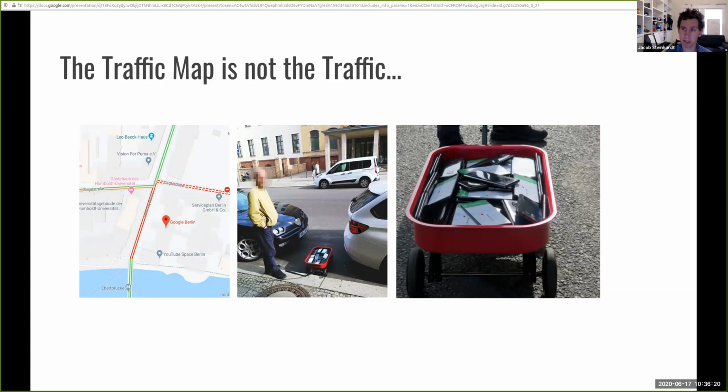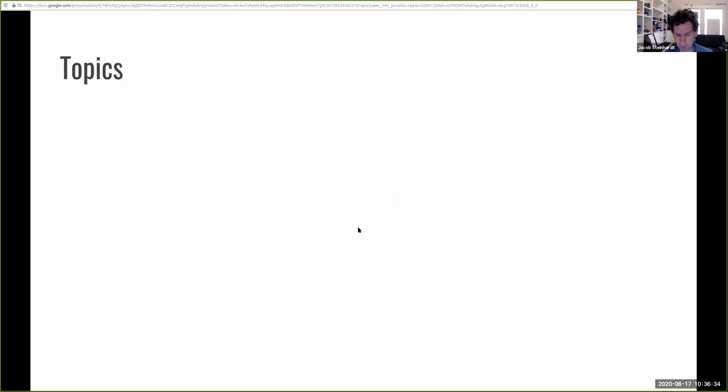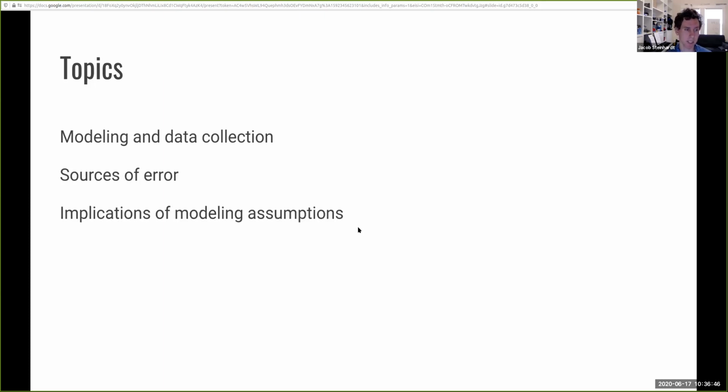So this, in some sense, is kind of a comedic example, but there are many cases in the real world where there can be disconnects between data and reality. And we talk about those throughout the course, including, given this semester, some examples of how this can happen for COVID-19 tracking. So just to give an overview of some of the course topics, we talk about modeling and data collection, as I just discussed, and sources of error there and elsewhere.